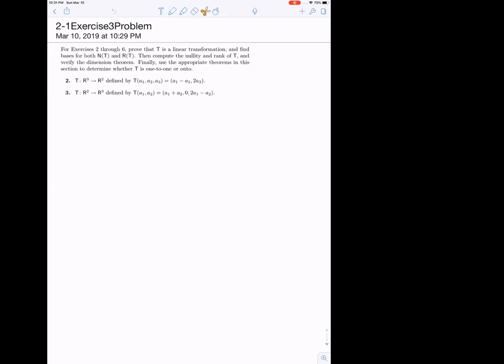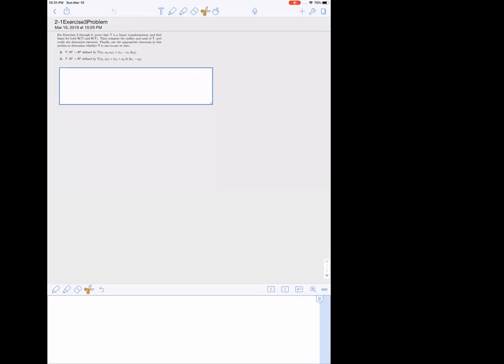T from R2 to R3, defined by T of a vector (A1, A2) equal to the three-dimensional vector (A1 plus A2, 0, 2A1 minus A2). Now the problem's going to get a little bit smaller as we make room to write. All right, so first let's just observe that T is in fact linear.